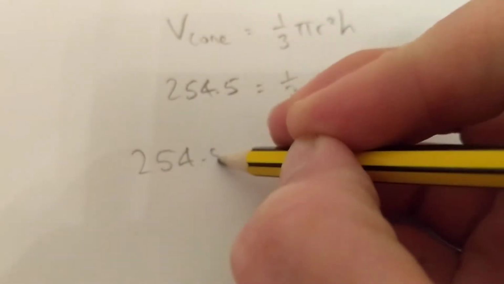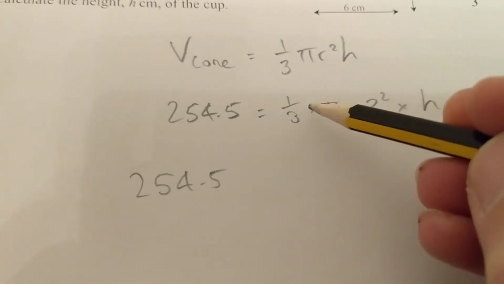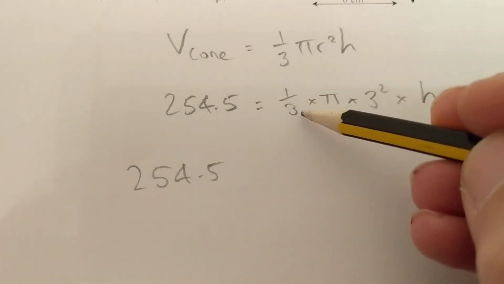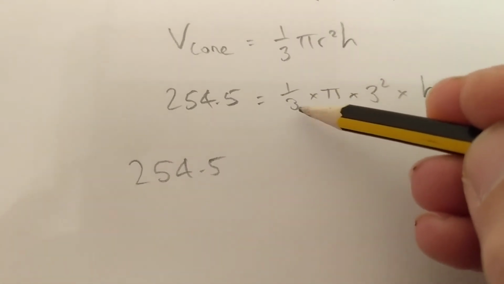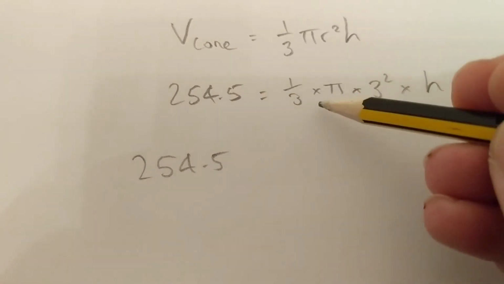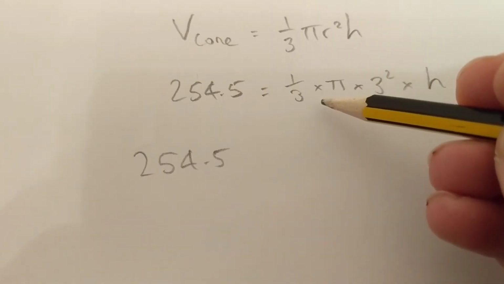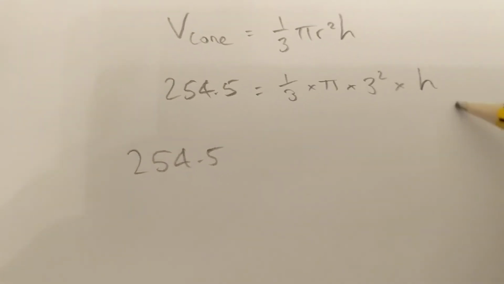Now, my advice here is to keep the 254.5 where it is. That's 1 divided by 3. So to get rid of that, we can times the 3 over. Because that 3 is on the bottom, to get rid of it, we can times it over to this side, because we want to get h on its own.